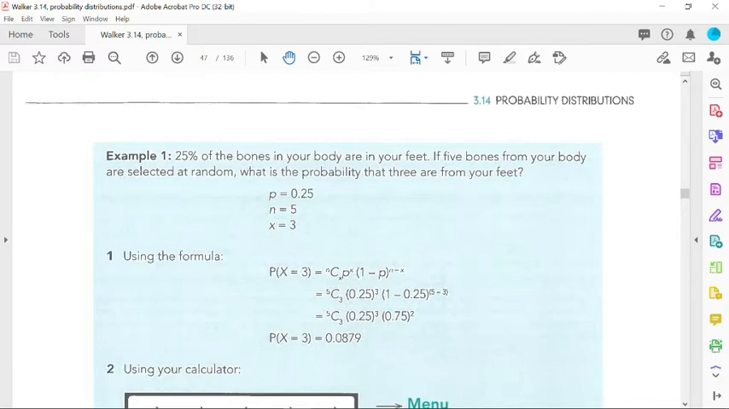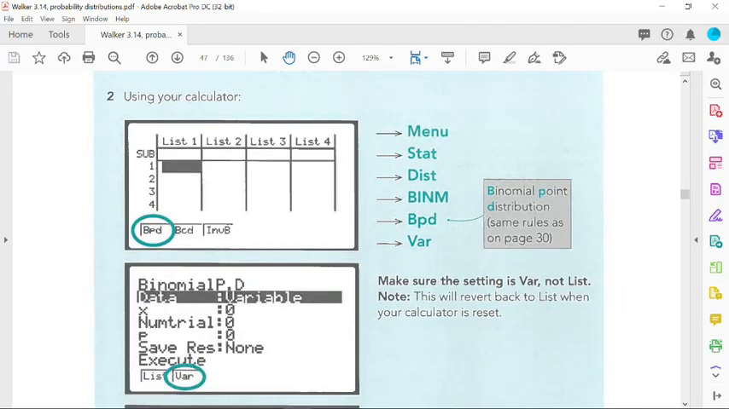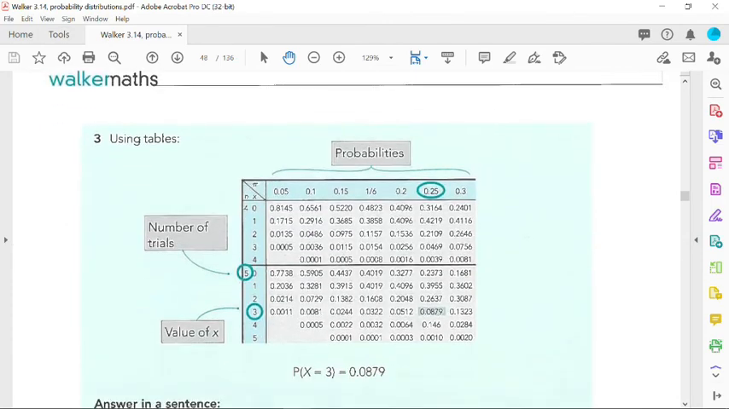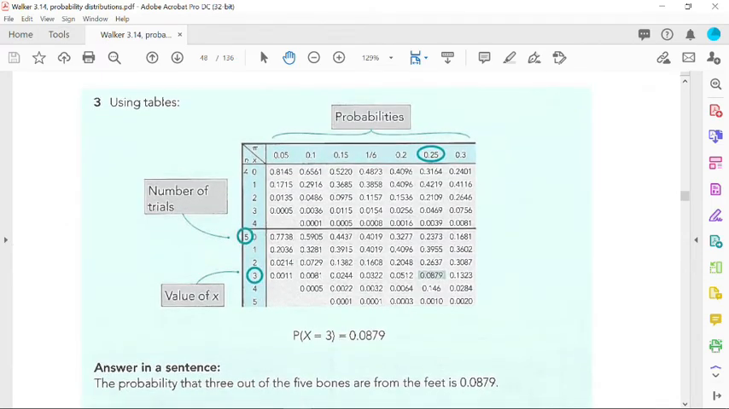So the probability is 25%, so they changed that to a decimal because you're going to have to change it to a decimal to be able to use it. The number of trials is the number of bones they chose, and how many did they choose in this case? 5. They selected 5, so that's the number of trials, right? The number of items we're choosing. And what is the probability that 3 of those 5 are from your feet? So our x is a 3. Okay? Now, you could put it in the formula, and if you do, you're insane. You could put it in a list, but I don't understand why you'd want to do that either, because you have this beautiful table in the back.